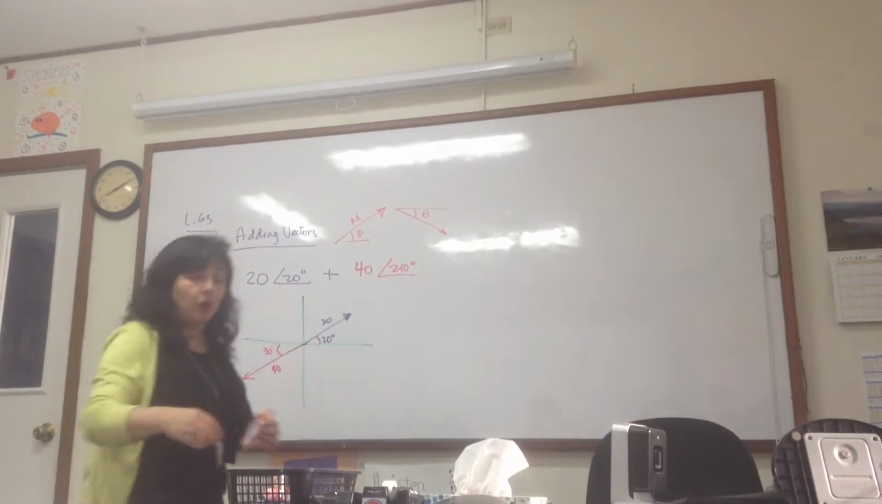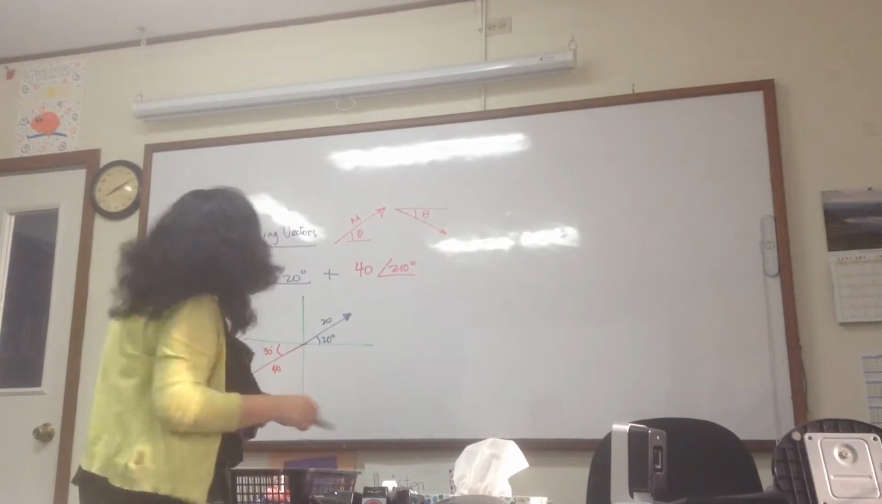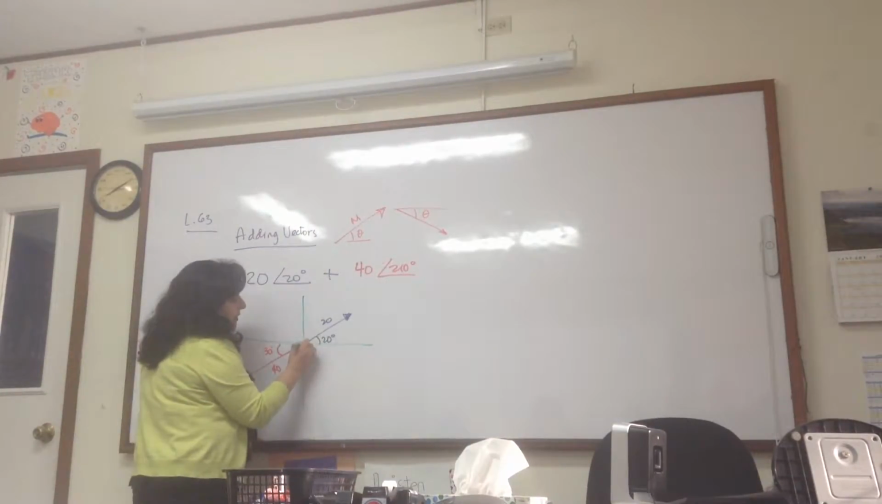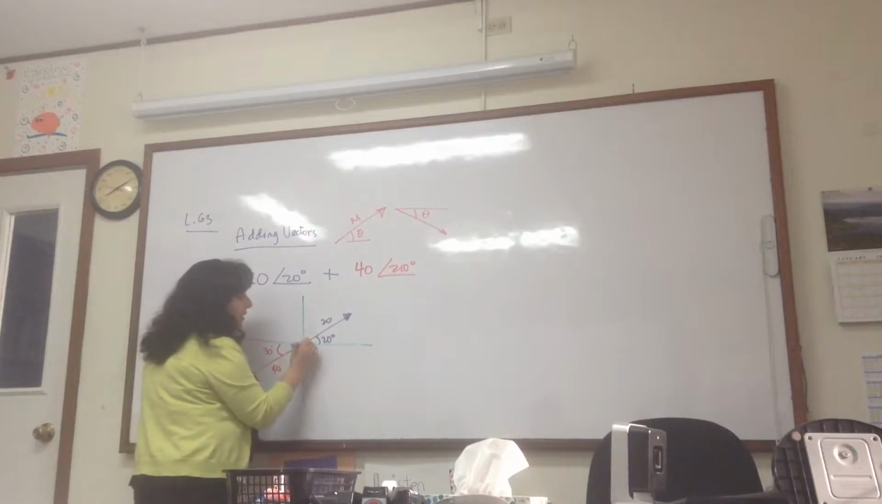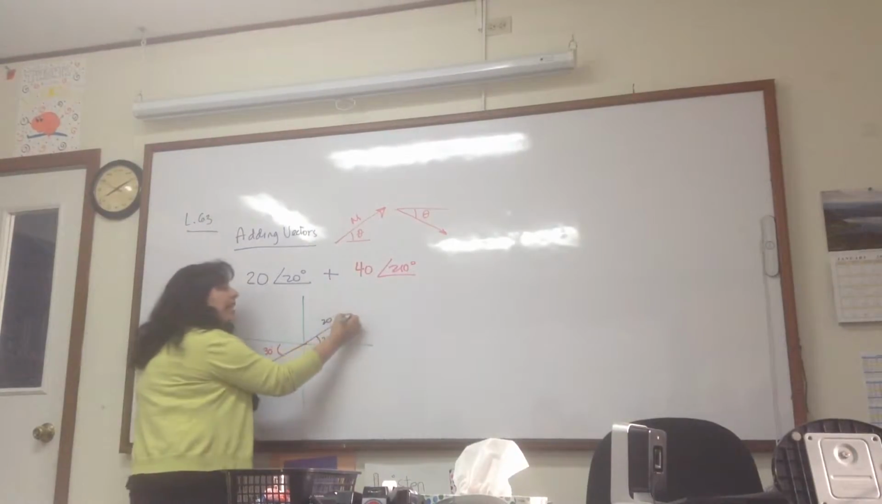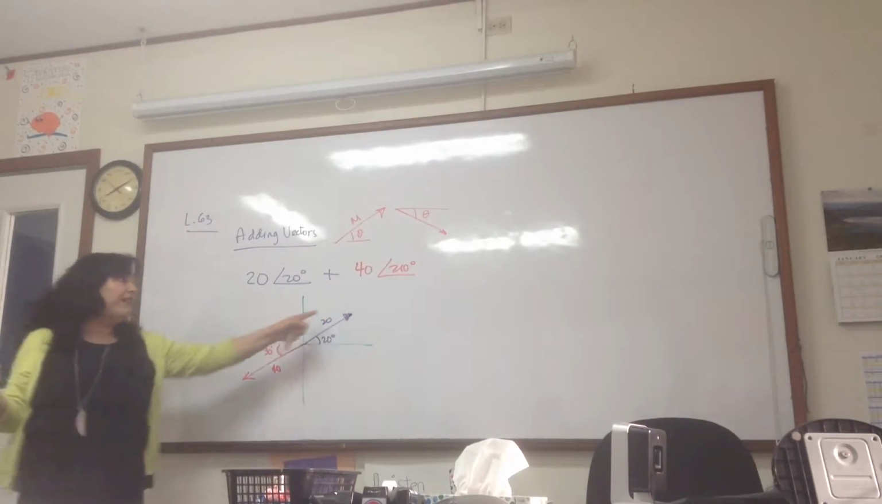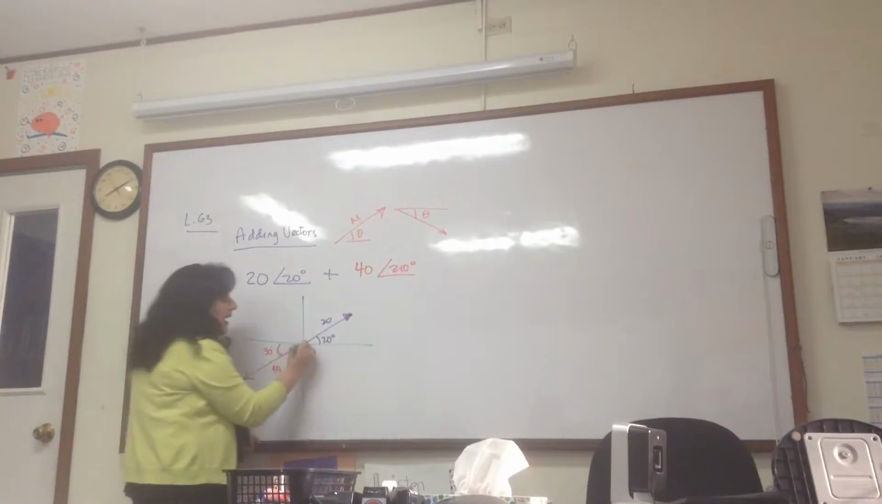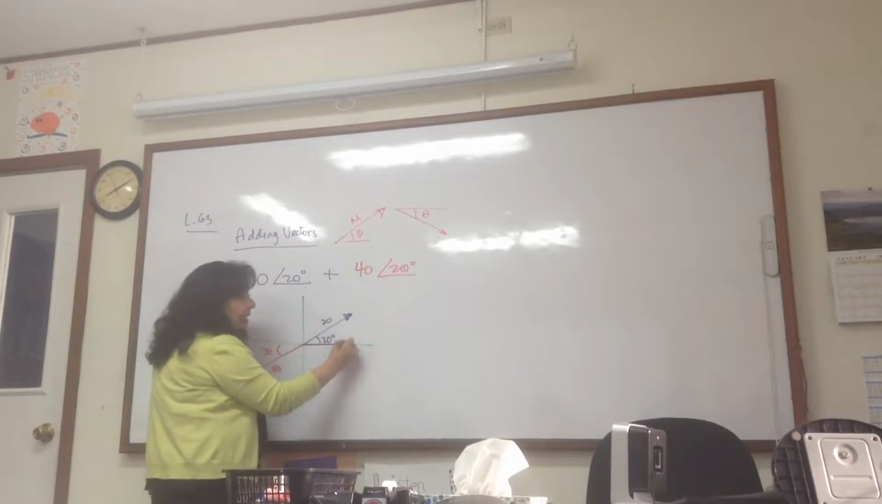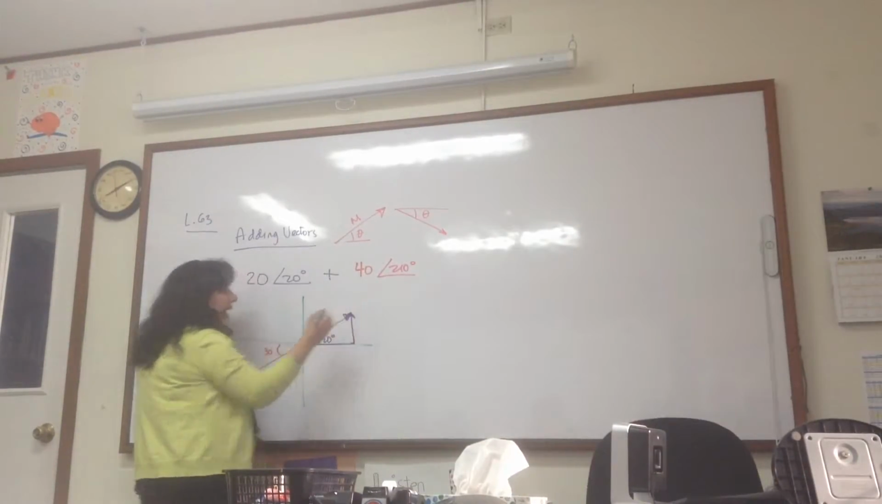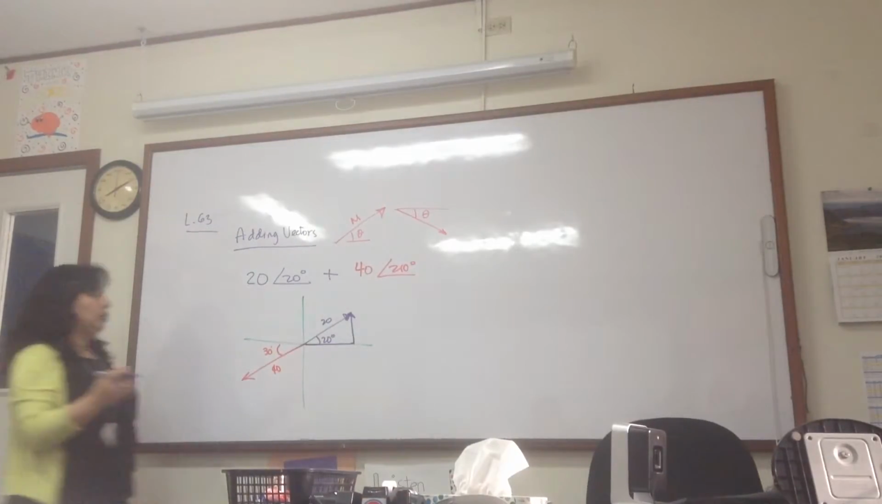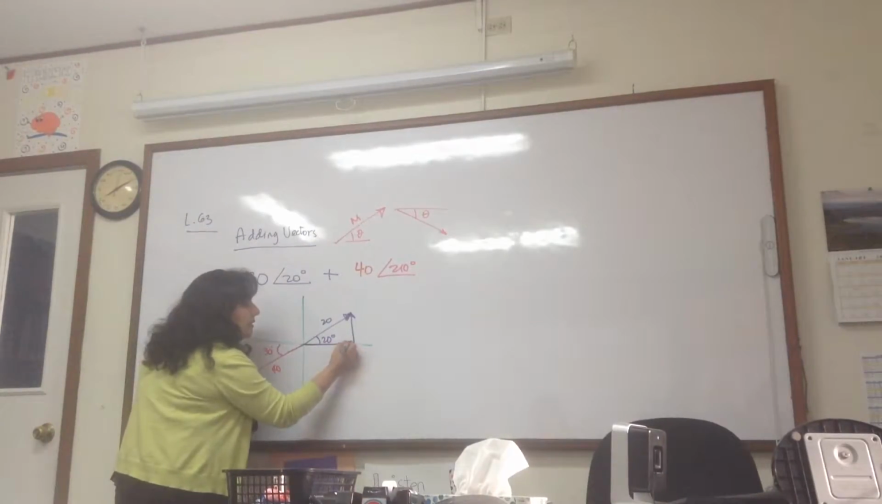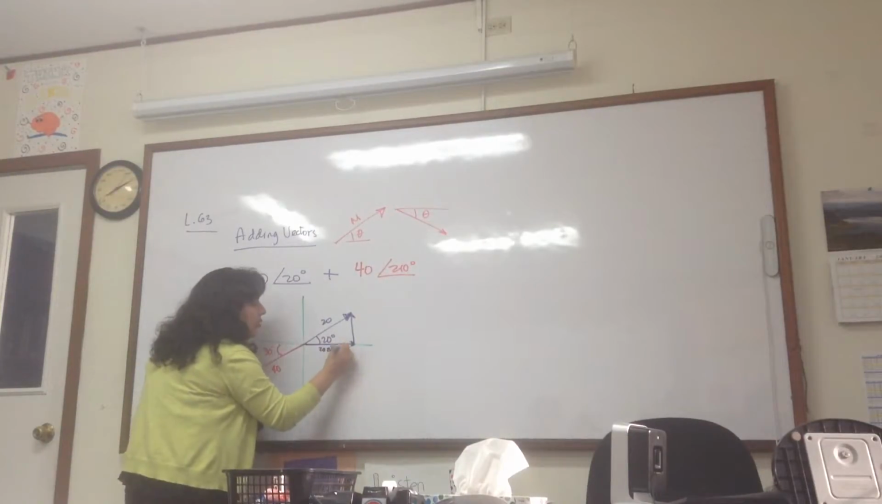Exactly. So this one here is going to break up into I and J. Remember that since we're getting to this point, what's another way of getting to this point? Well, I can walk to the right 20 cos and go up 20 sine. This is 20 cosine of 20 degrees. Does everybody see it?